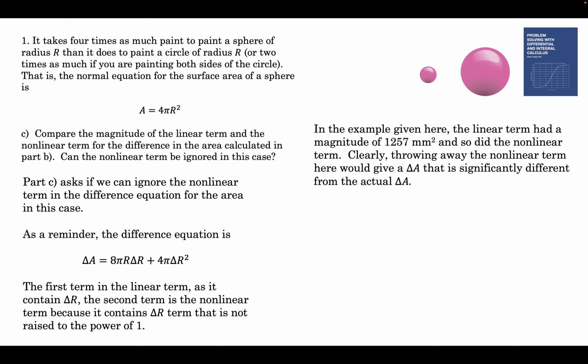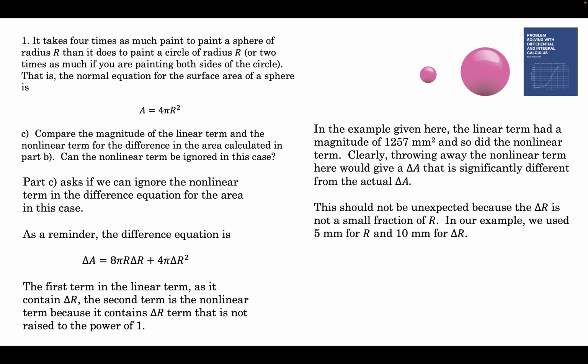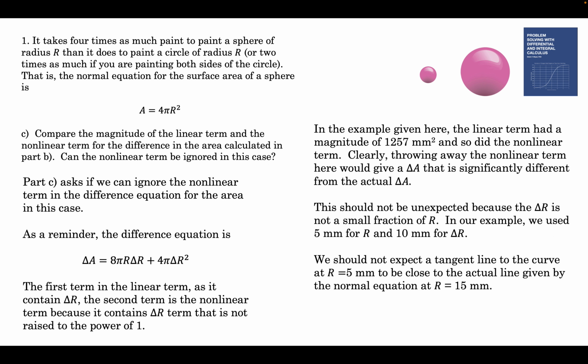So the linear term had a magnitude of 1257, and the nonlinear term had a magnitude of 1257. So you can't throw away the nonlinear term. You're going too far away from r. The tangent line isn't close to the curved line when you go that far away. So we started at 5 millimeters. We didn't go to 4.98. We didn't go to 5.03. We went all the way to 15. That's too far to go. And we shouldn't expect the nonlinear term to be really small.